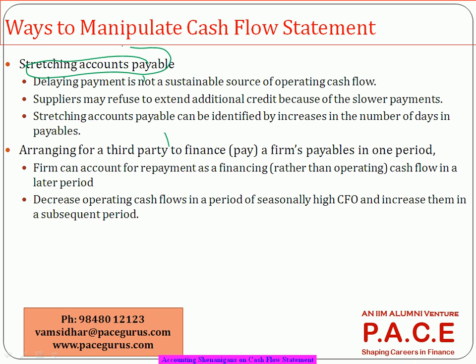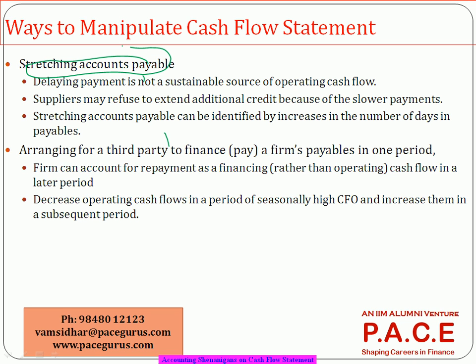Cash flow wise, the payment to the vendor is a cash outflow from operations. You are holding on to that. So the cash outflow from operations has gone down. So the total cash inflow is much higher. So your final cash flow from operations is showing a higher value.